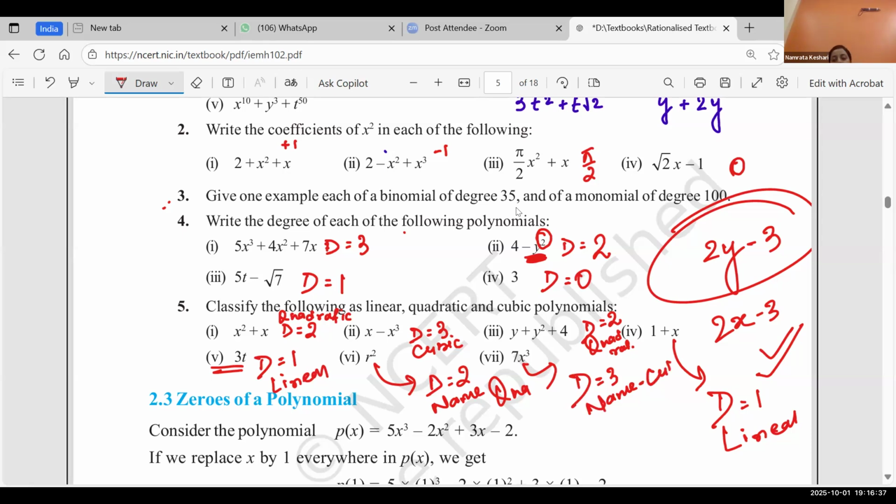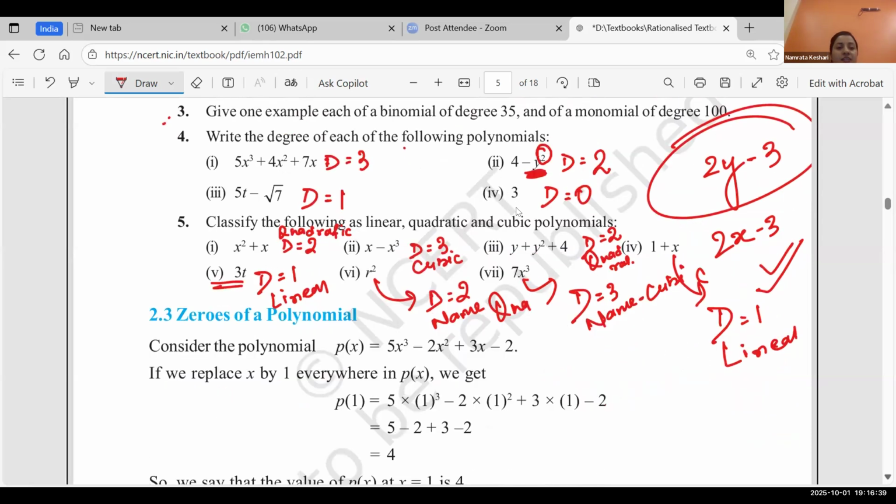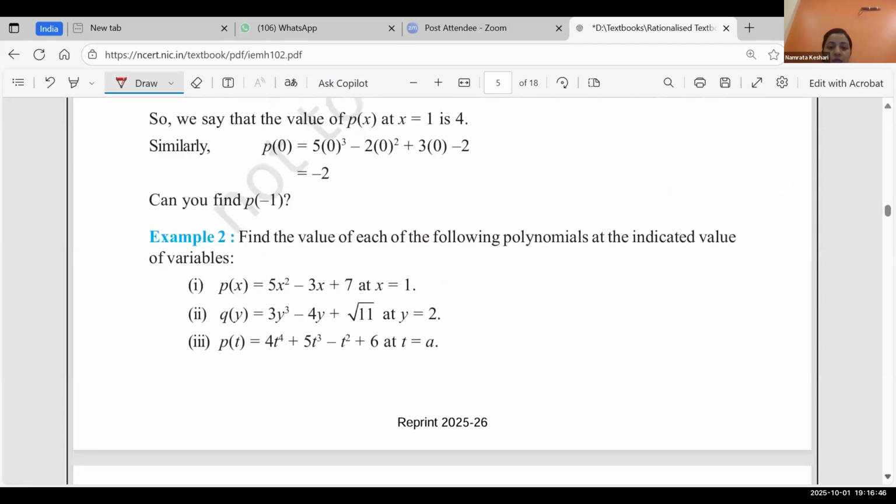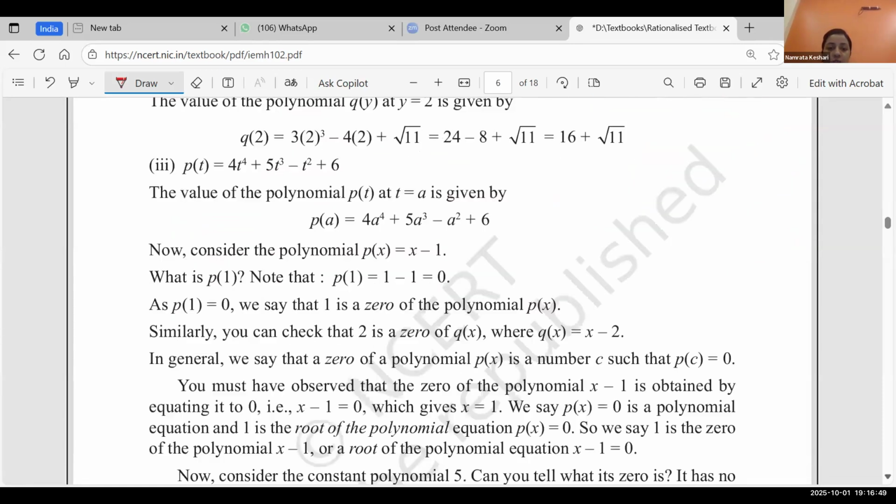Perfect. We are done. Easy. Yes, ma'am. Okay, very easy. You already know all the concept. I am just helping you revise these. Let's move.